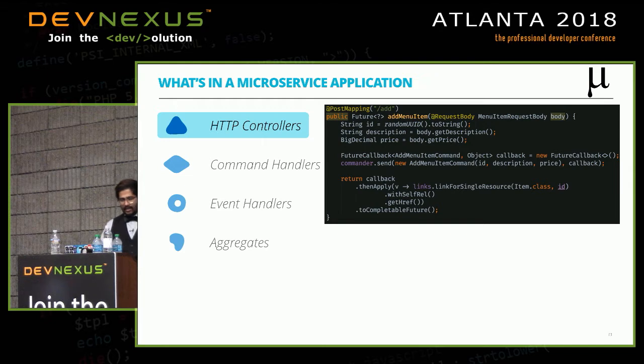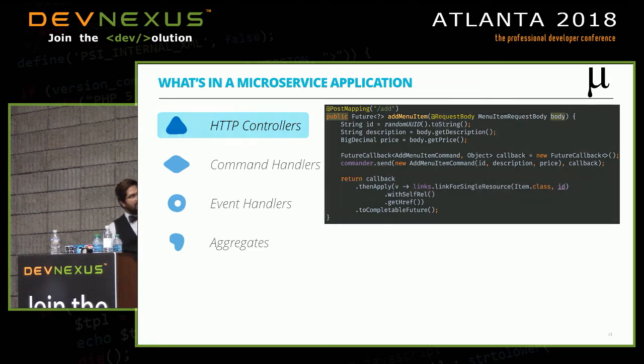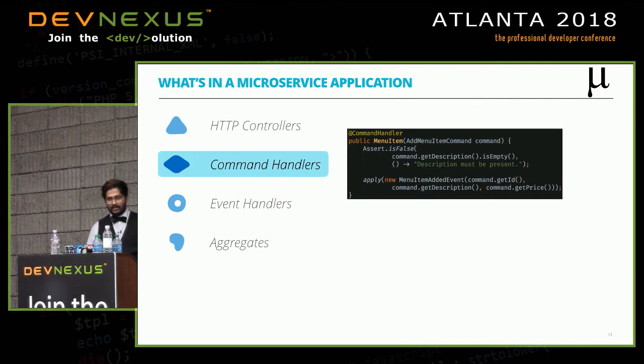When you fire a command, which is midway through the sample here, Axon as a framework then routes this call into a command handler, right? Which is why you have an annotation on top saying add command handler. So whenever a method has the annotation on top, whenever there's an add menu item command fired, it will call this method. And inside this method, you're doing 2 things.